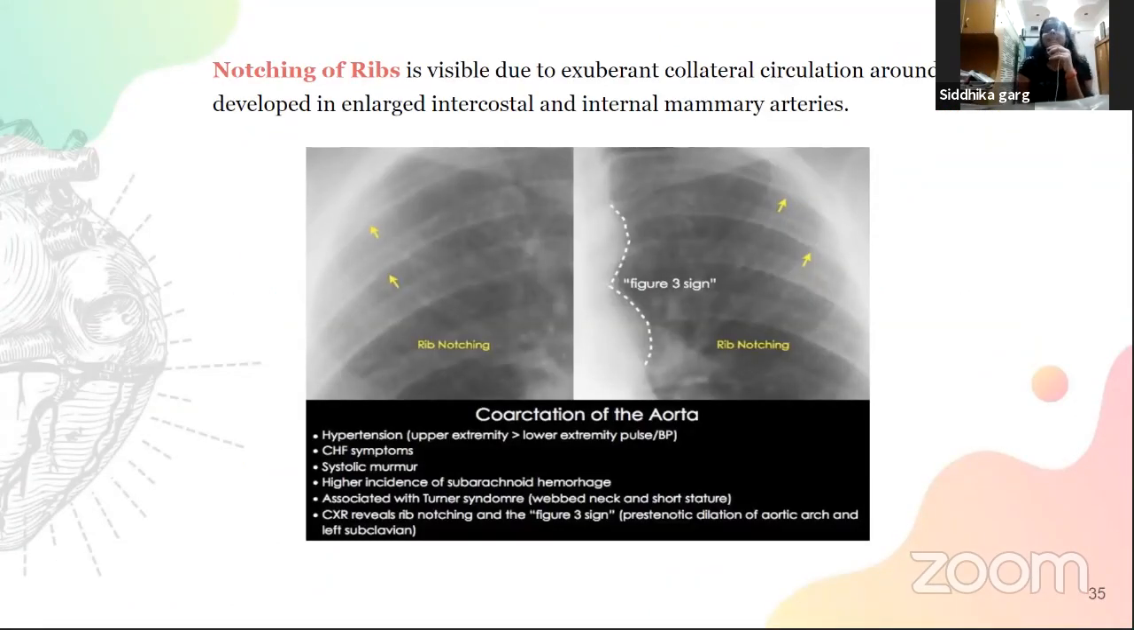Now, on CXR, you're going to see notching of ribs, which is due to exuberant collateral circulation, which increases the blood in the enlarged intercostal and internal mammary arteries. Also, a figure 3 sign will be there, which is due to pre-stenotic dilatation of the aortic arch and left subclavian. It is also associated with Turner syndrome. You're also going to see CHF-like symptoms, like congestive heart failure-like symptoms, which is due to unmet oxygen demand in the body.